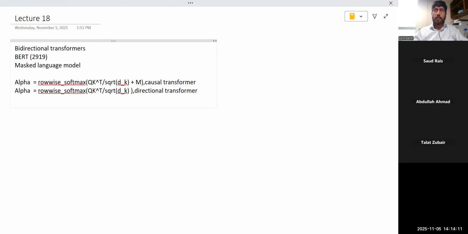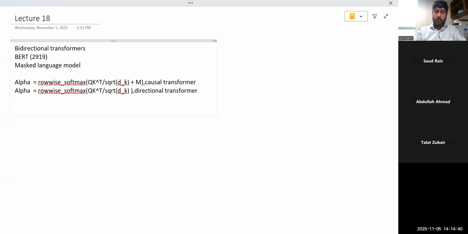In our case, you simply remove the mask. That's it. The matrix multiplication Q K transpose already computes the attention to all the tokens in the input. In the previous case, they were already computed, and we then subdued that by adding a mask to it. But now we have removed the mask, and then you actually get a bidirectional transformer.